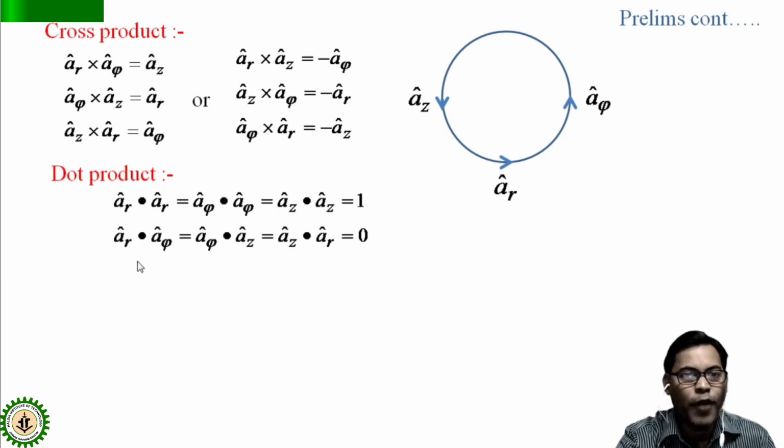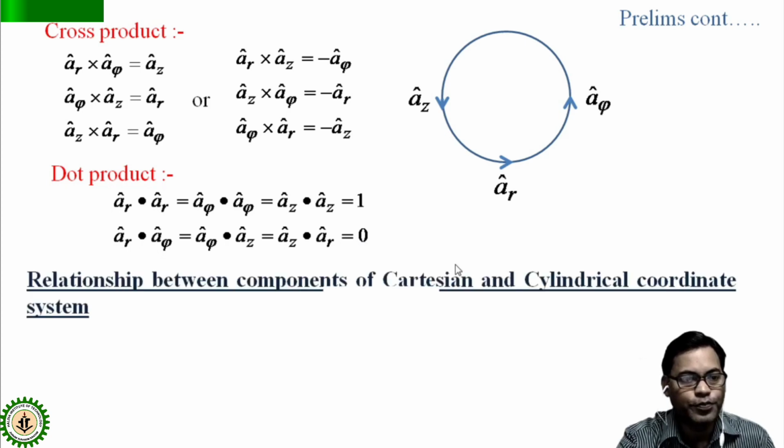And if we want to find the dot product of a_r dot a_phi or a_phi dot a_z or a_z dot a_r, then we know that this is the orthogonal coordinate system. So a_r and a_phi will be at 90 degrees, and cos 90 is 0, so it will be 0. So all of these products will be 0.